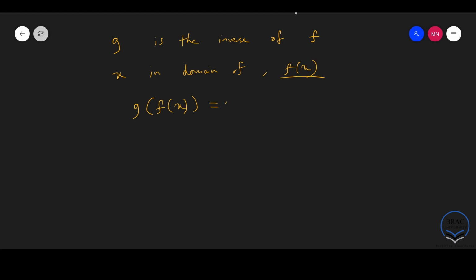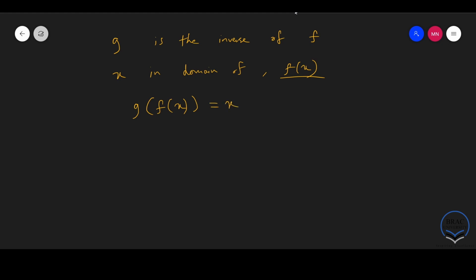Now, from this, say we have some function g, and g is the inverse of function f. So if we have some value of x that is in the domain of f, then we will get some output f of x, right? So f of x will be defined. And from this, we can show that g of f of x should be equal to x, right?